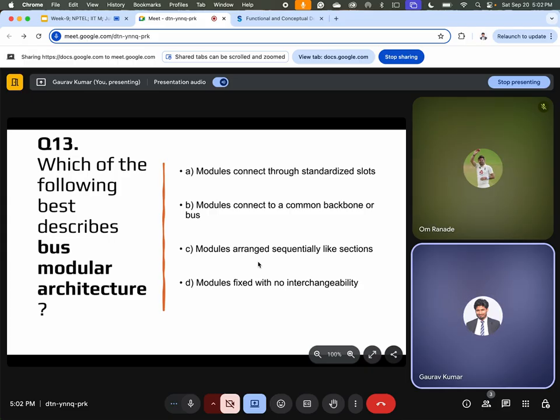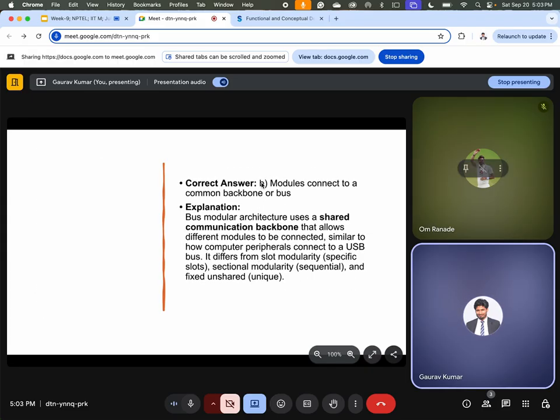Now, so B is the right answer. Modules connect to a common backbone or bus. Okay.